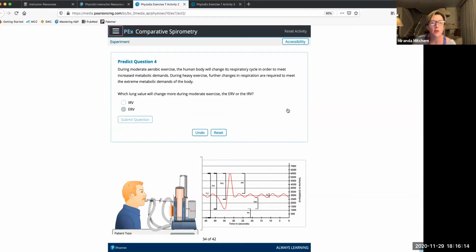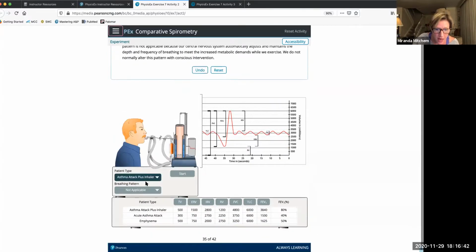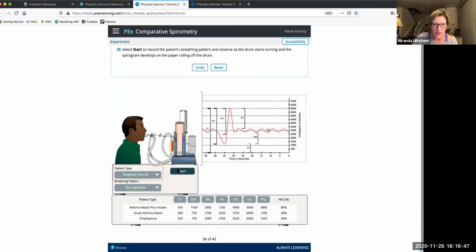Okay, during moderate aerobic exercise, the human body will change its respiratory cycle in order to meet the increased metabolism. During heavy exercise, there are more changes in respiration that are needed to meet the demand. So which lung volume will change more during moderate exercise? Is it the expiratory or the inspiratory reserve? It's the inspiratory reserve. Okay, now let's go to moderate exercise, and we're going to hit start.